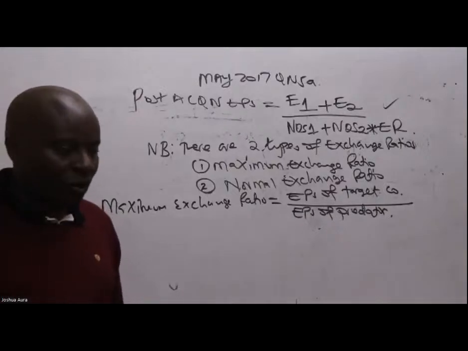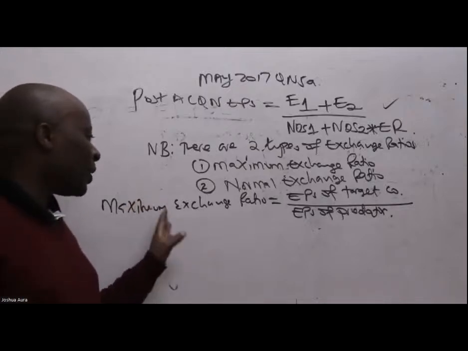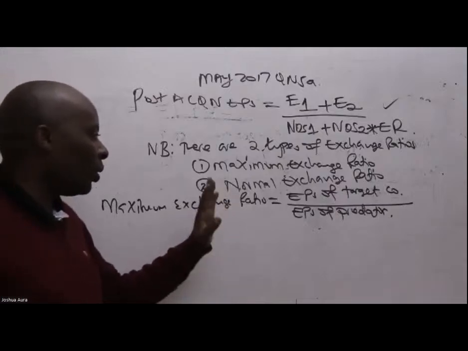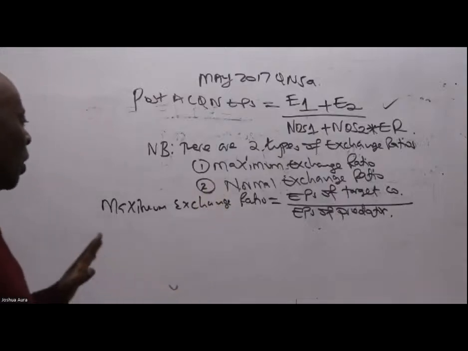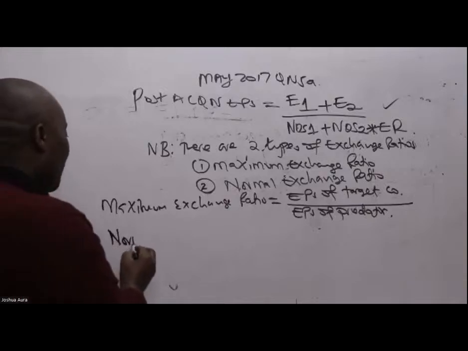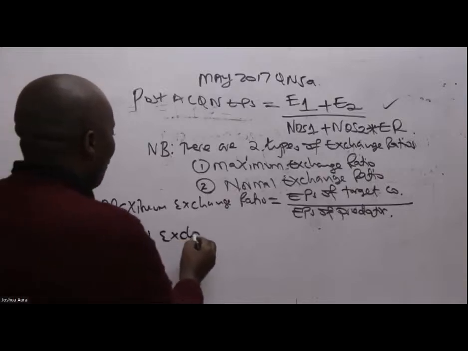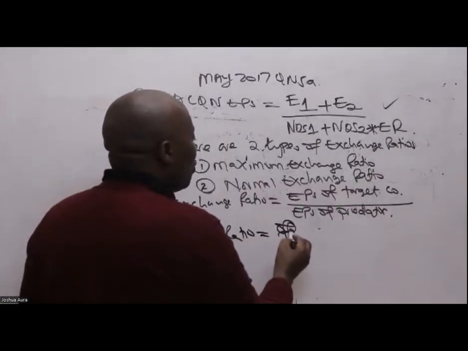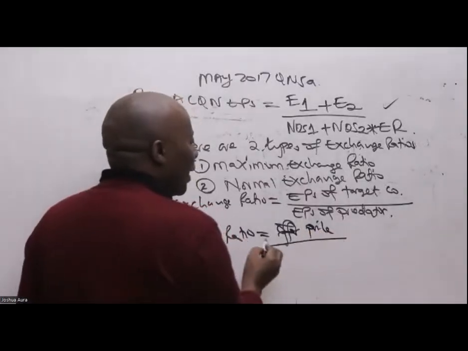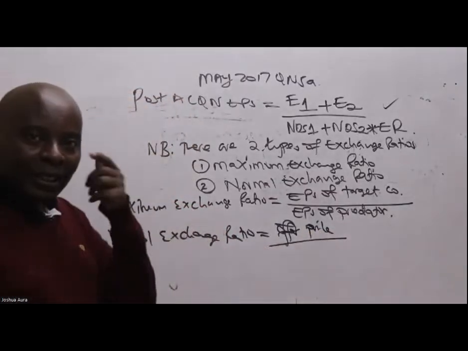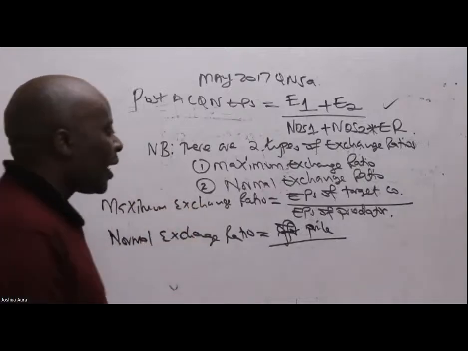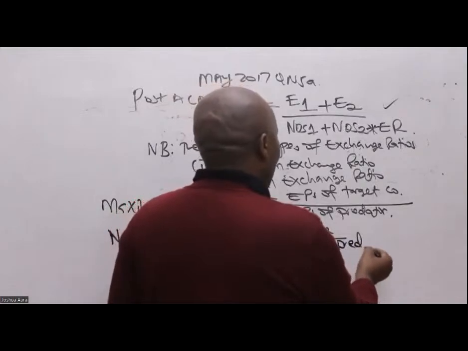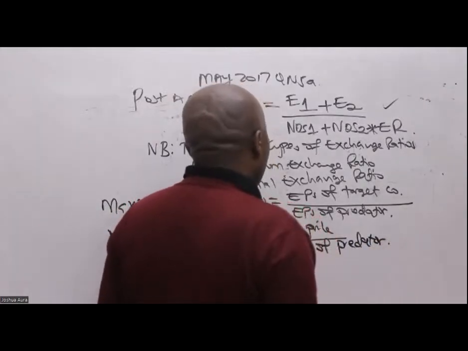That's the maximum exchange ratio. Unless the examiner specifies that they want you to get the maximum exchange ratio, I'll always think of the normal one. When we talk of the normal exchange ratio, here you look at the offer price, how much has been offered by the predator, and then you divide this by the MPS of the predator.